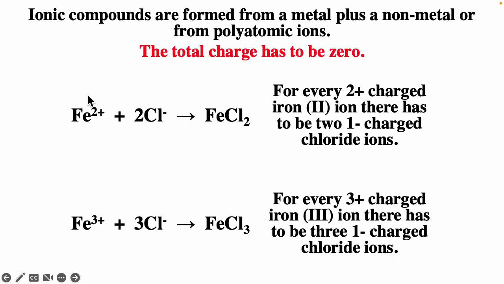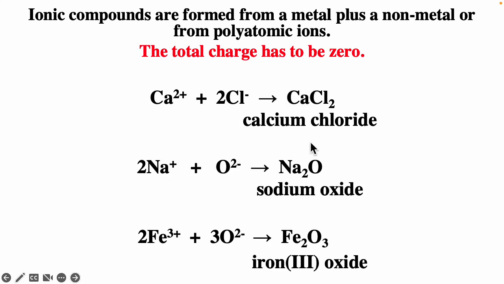And so again, for each iron 2+, you're going to need 2 chloride ions to get something neutral. For each iron 3+, you need 3 chloride ions to get something neutral. Ionic compounds are always charge neutral, and so the total charge has to add up to 0. So if you have a +2, you need 2 -1s to get to 0. Or if you have a -2, you need 2 +1s to get to 0.